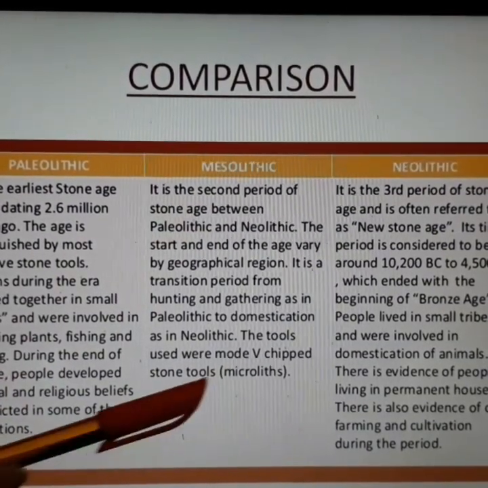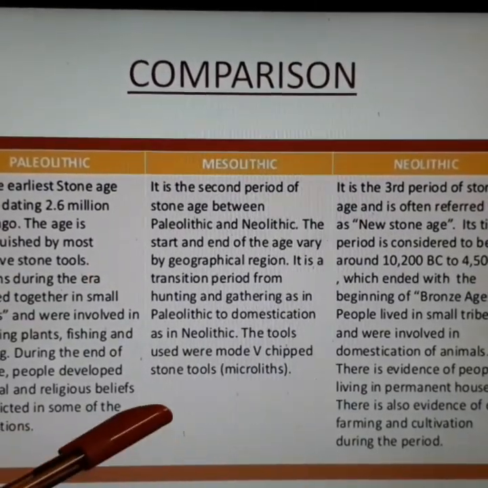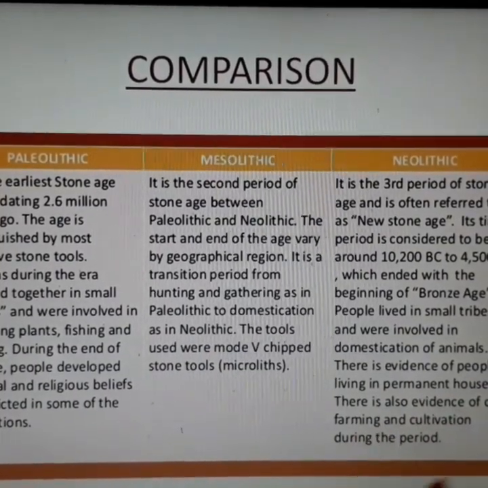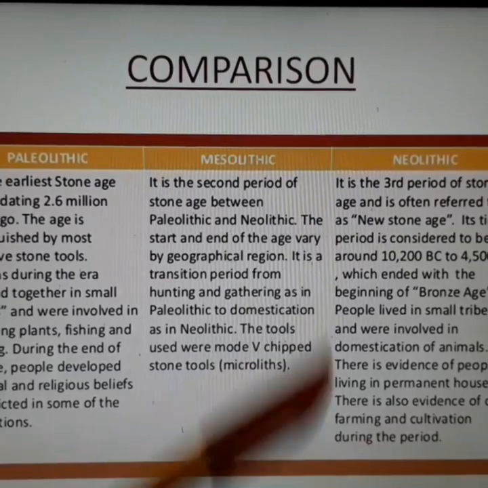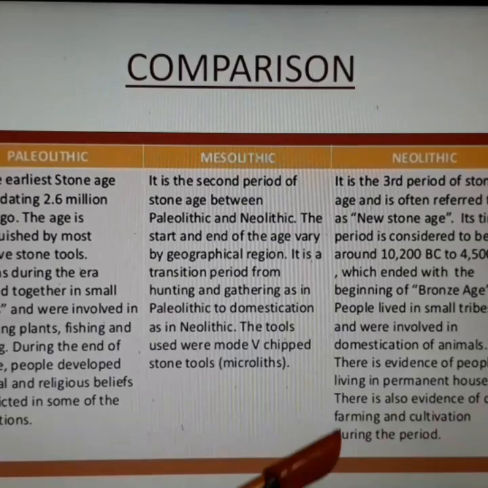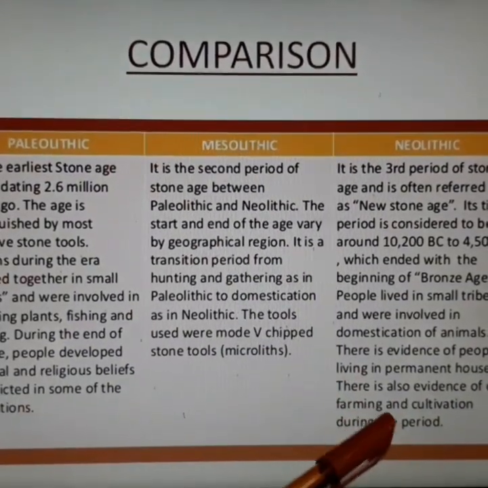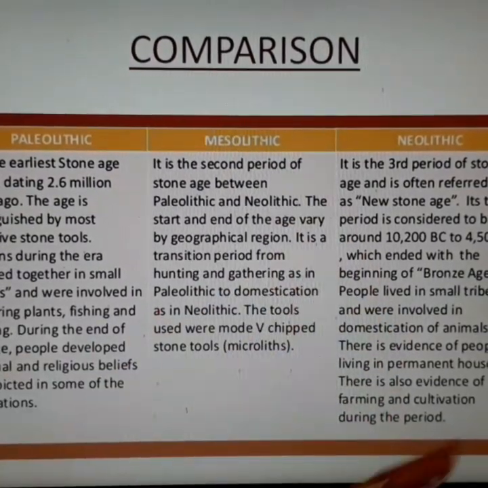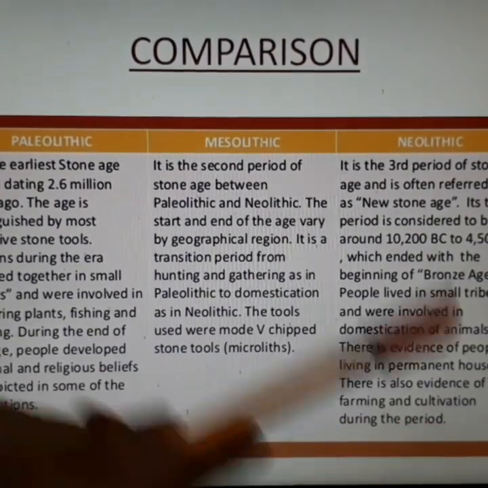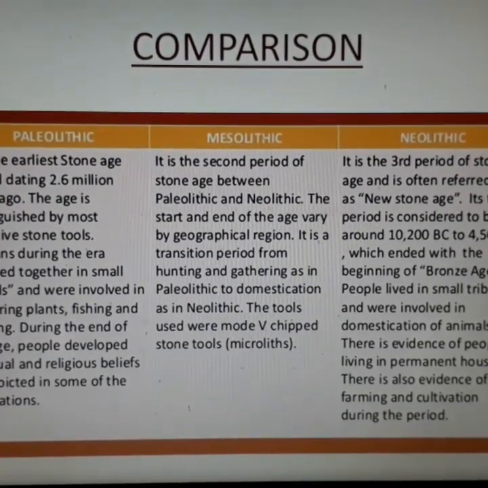In the Mesolithic time, they started domesticating animals. Here more chipped tools were used, called microliths. In the third period, they started showing permanent settlement. They started living in permanent houses. There is also evidence of crop farming and cultivation during this period, and the tools were much sharper and polished. After the end of the Neolithic age, the Copper Age came into existence. That came to be known as the Chalcolithic Age, which we will be studying later in detail.